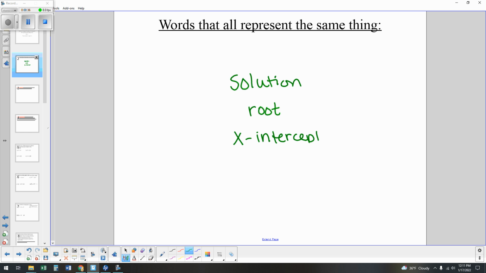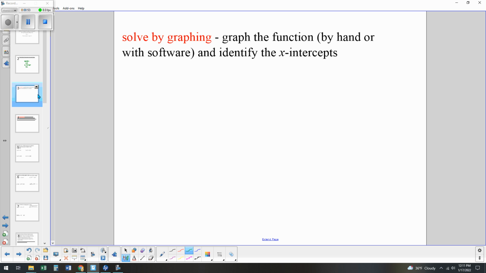Right? When you have a graph, the x-intercept is going to be one of the solutions or one of the roots. And another word is zero, and we call it a zero because the y value is 0 for all of the solutions, for all of the roots, for all of the x-intercepts. If we wanted to solve by graphing, we would graph the function, either by hand or with software, and we would identify the x-intercepts. Right? Wherever it crossed or touched the x-axis, that would be considered one of the solutions.